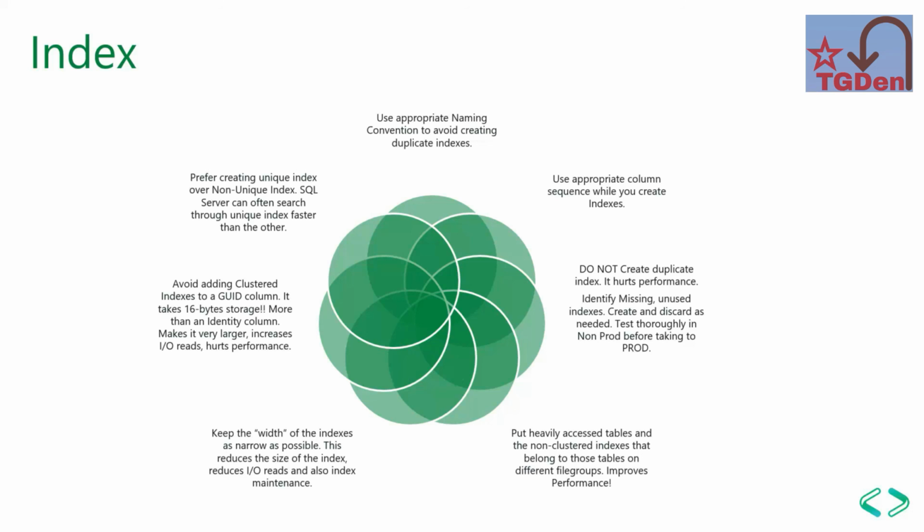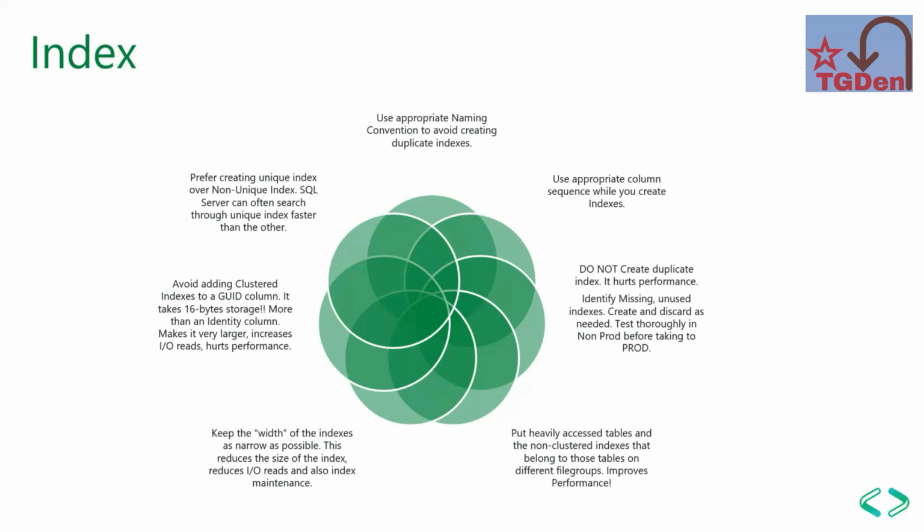And if it is a bigger table, then definitely the performance also hurts because the maintenance time will increase, right? So if you can choose a narrow index size, then definitely you reduce the size of the index, reduce the IO read, and also reduce the index maintenance, which is very, very important.